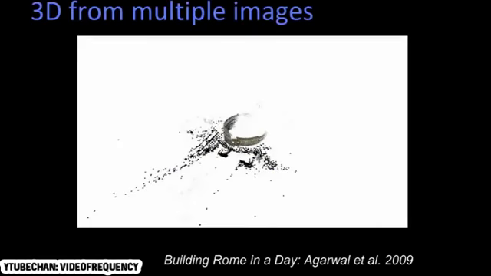In fact, here was a really cool demonstration done by Agarwal back in 2009. What you're seeing is a whole bunch of these little dots. Those are camera viewpoints of the Colosseum in Rome. You should go see that. I mean, this is nice. See the real one. It's really cool.